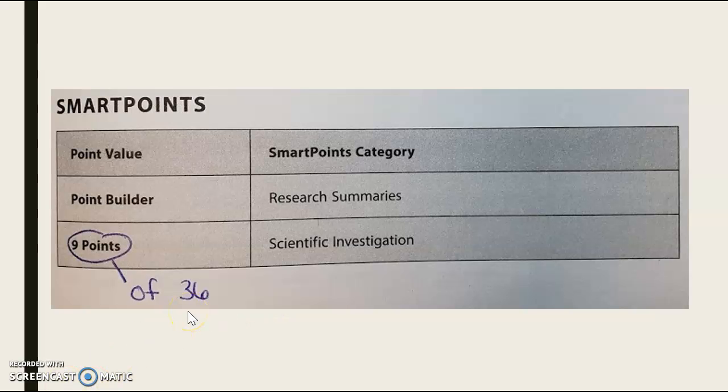We have a smart points value of 9 for this information, meaning that of the 36 points that you'll receive for the ACT Science, 9 of them will be tied to questions like we're going to be looking through as we move forward.